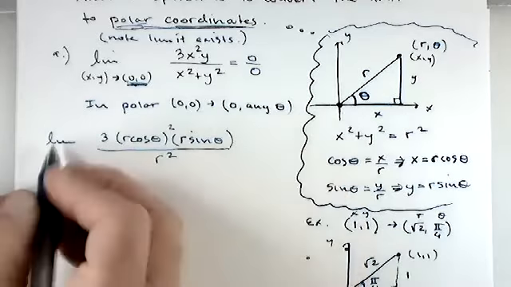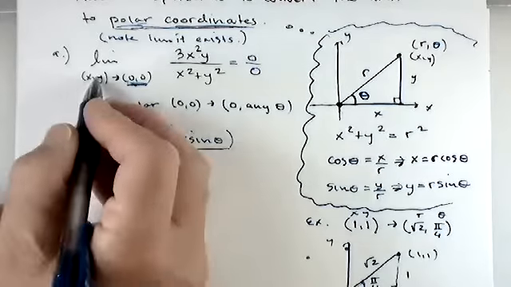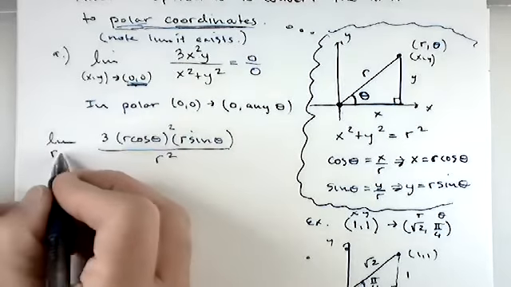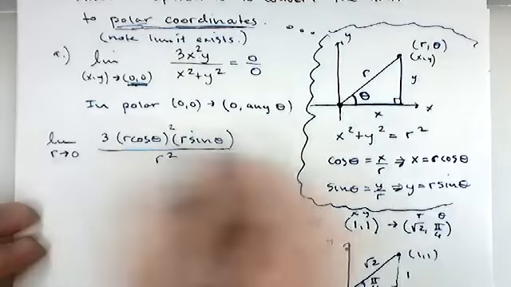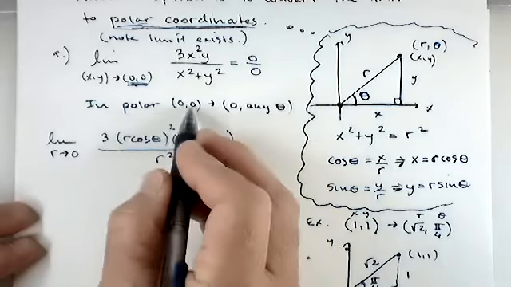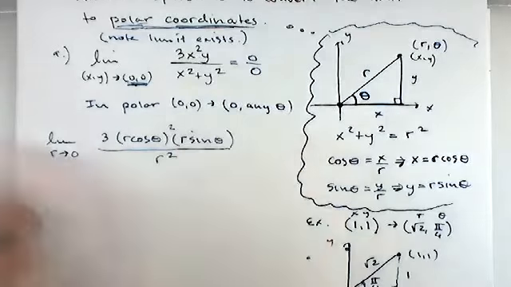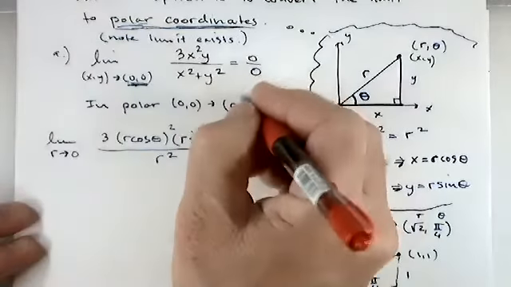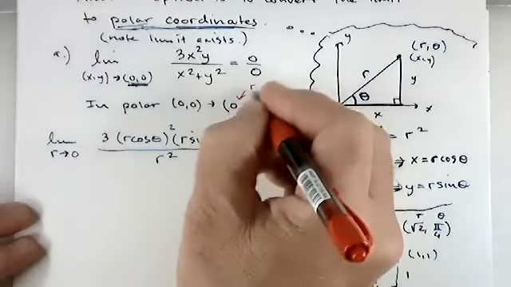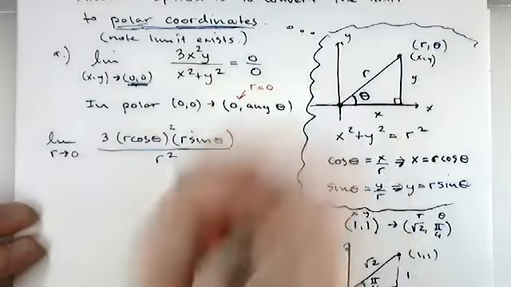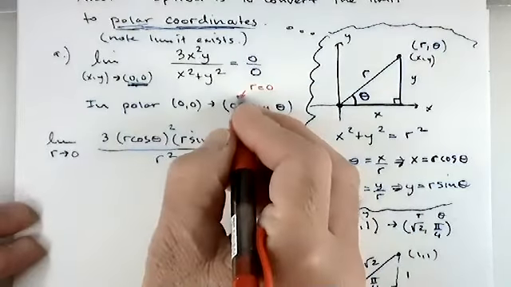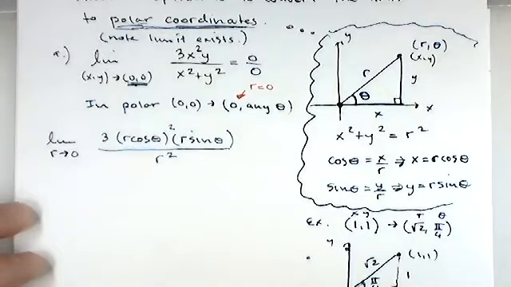And so because of that, what we get to do here is when we write this in polar, it's just a single variable limit. Getting close to 0, 0 is the equivalent to just letting r approach 0. R equals 0. Does that make sense?